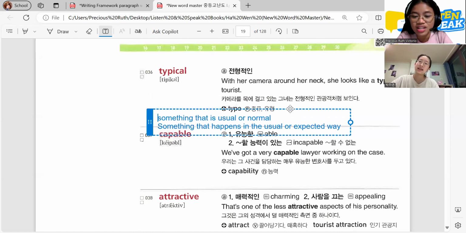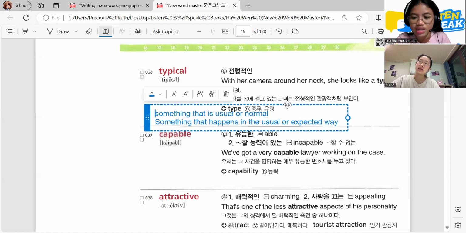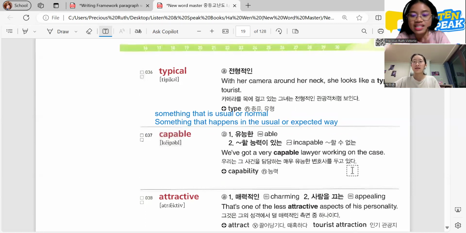Yes, I get it. You just tell me if, for example, you did not understand. You just tell me, teacher, one more example, please. Okay? You can tell me that. Okay, next is capable. We've got a very capable lawyer working on the case. Okay, so capable, are you capable? Yes. How about, we have other words for capable?